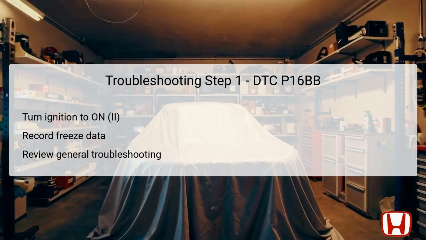The first step in troubleshooting DTC P16BB involves ensuring that all preliminary data is captured accurately. Begin by turning the ignition switch to the on position while ensuring not to start the engine. During this action, it's important to record all freeze frame data available through the vehicle's onboard diagnostic (OBD) system. Freeze frame data helps represent the vehicle's conditions at the time of the fault, allowing a technician to gauge how the vehicle operated when the DTC was triggered.